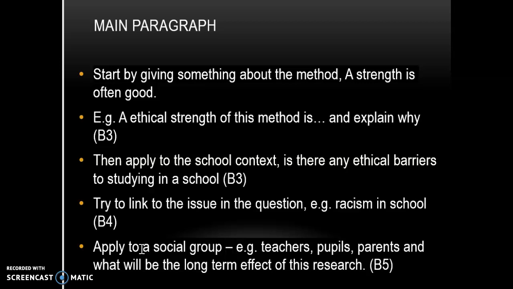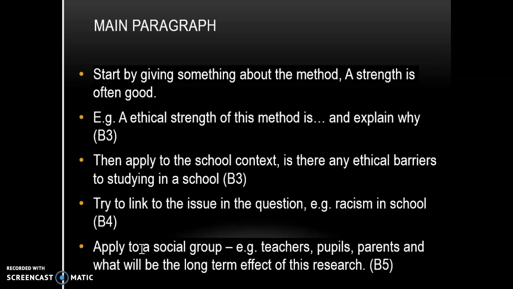And then try to link to the issues in the question, racism within school. Maybe tell me something about that, a characteristic about it. You might need to think back to your ethnicity topic and then apply it to a social group. So who you're talking about, who you're observing. Are you observing teachers, the pupils, parents? And what might be the long-term effect on this research?